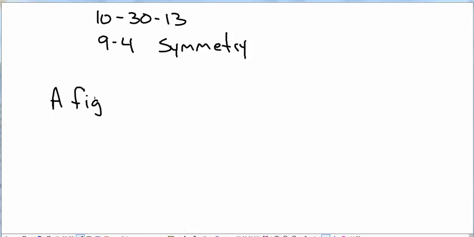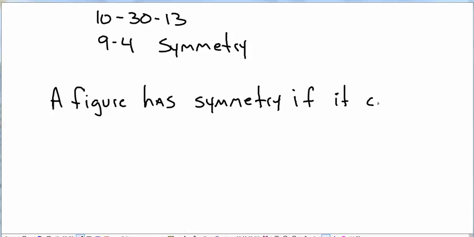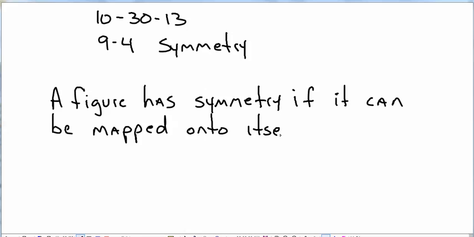A figure has symmetry if it can be mapped onto itself. Okay? If you can flip it and it's itself, or if you can rotate it and it's itself, then it has symmetry. It's considered symmetrical.